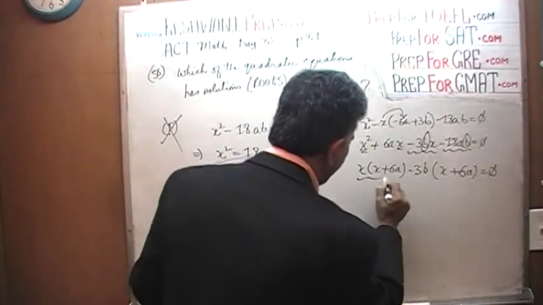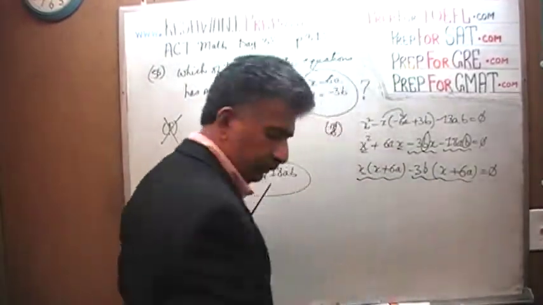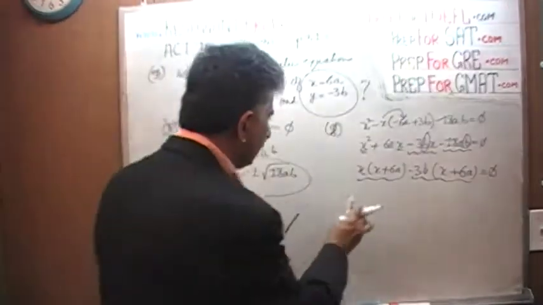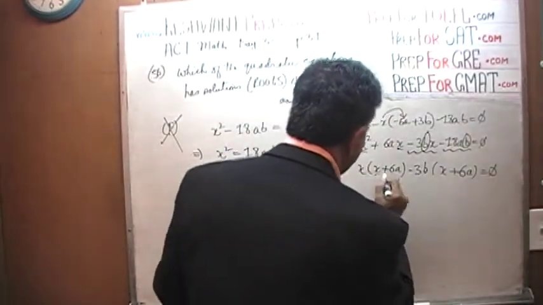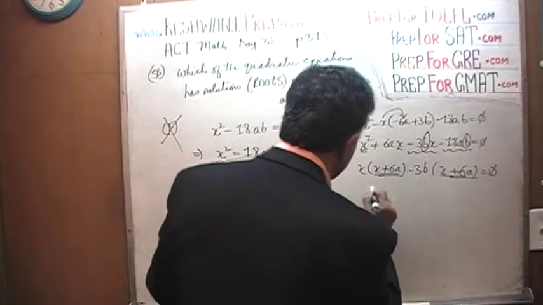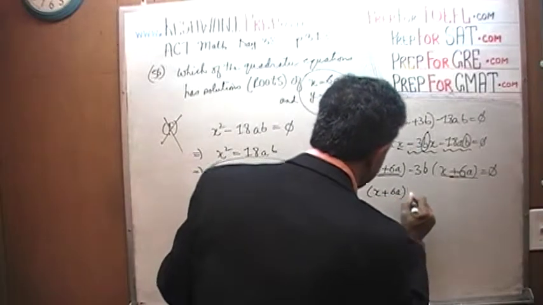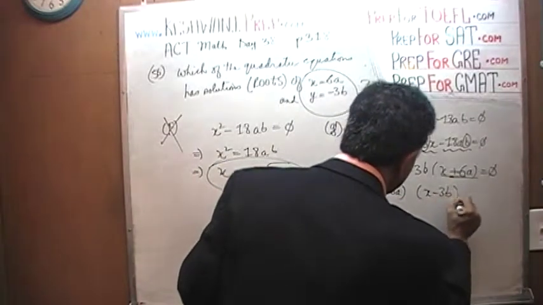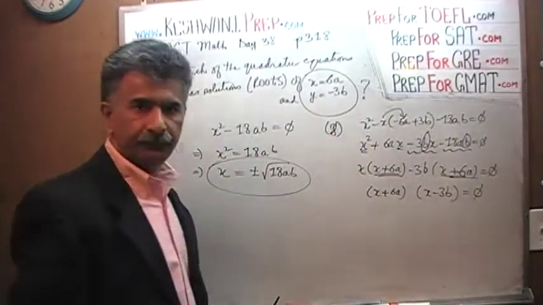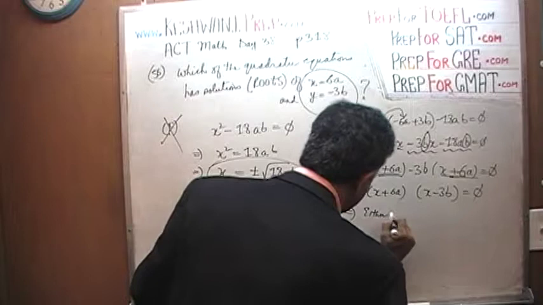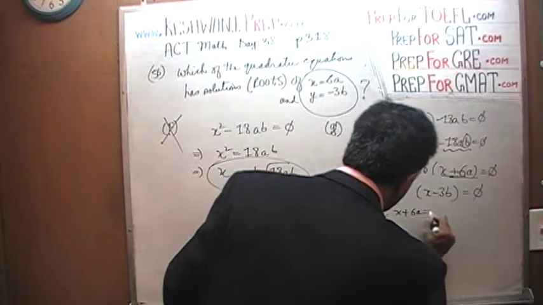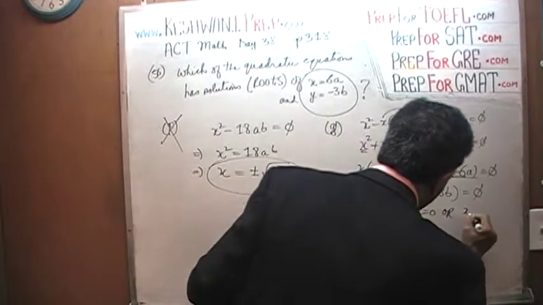Now, out of this part and this part, we can take out what we see in the parentheses. We can take out this part common, and we end up with x plus 6a and x minus 3b equals 0. That tells us, this implies that either x plus 6a is equal to 0 or x minus 3b is equal to 0.